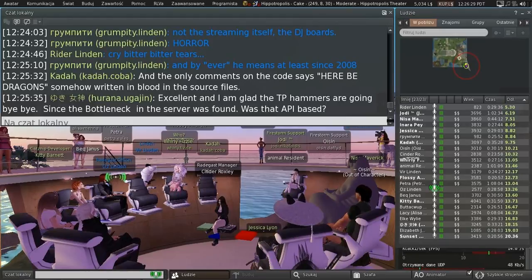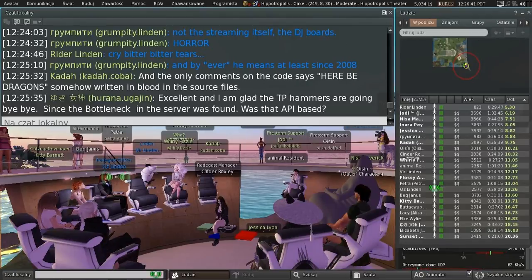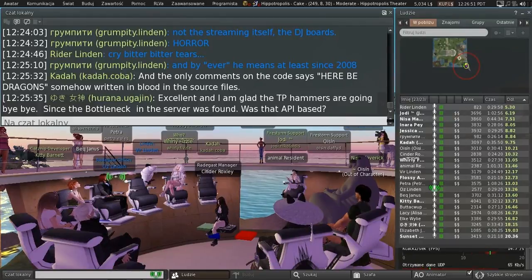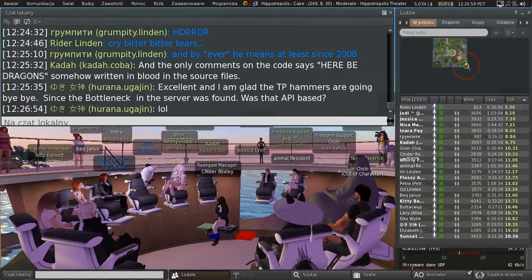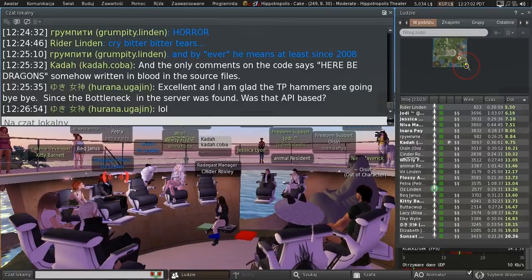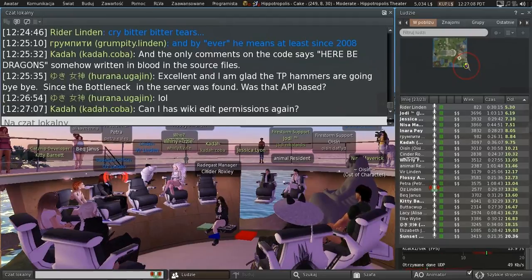And in fact, I personally am working on that. So hopefully we'll have an update next week where we'll update the documentation on how to fix those scripts. TP hammers aren't going to go bye-bye. They just won't hammer as fast anymore. So that's where those issues are.